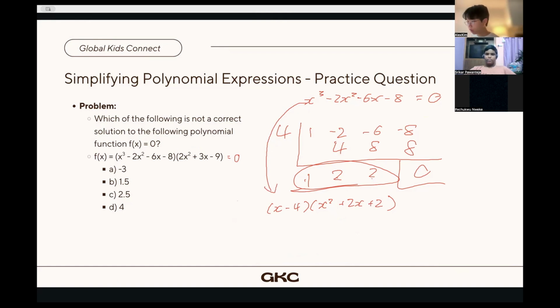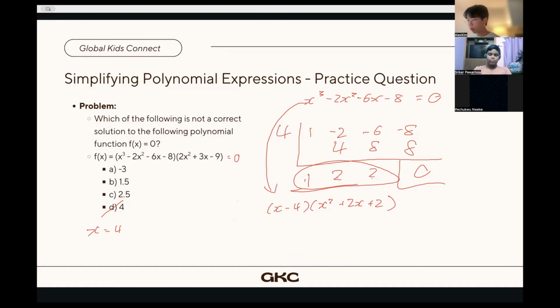From here, you can try factoring this also, but just to save time for our explanations, I'll tell you that no further factoring is possible for this quadratic function. And so we got a solution of x equals 4 that works. And so we know that D is a correct solution, and we can cross out D from being an incorrect solution. From here, we'll check also.